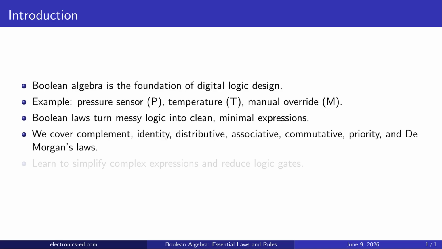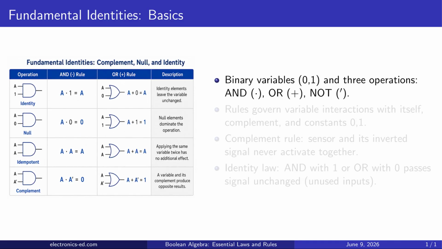We will cover complement, identity, distributive, associative, commutative, priority, and De Morgan's laws. You will learn to simplify complex expressions and reduce the number of logic gates. We work with binary variables 0 and 1 using 3 operations: AND, OR, and NOT. Rules govern how variables interact with themselves, their complements, and the constants 0 and 1.